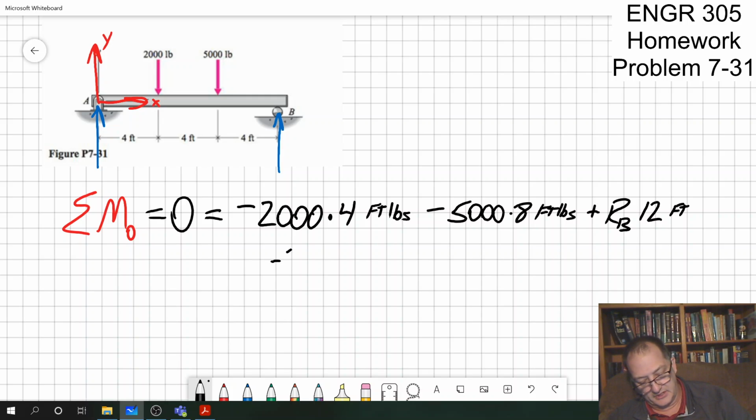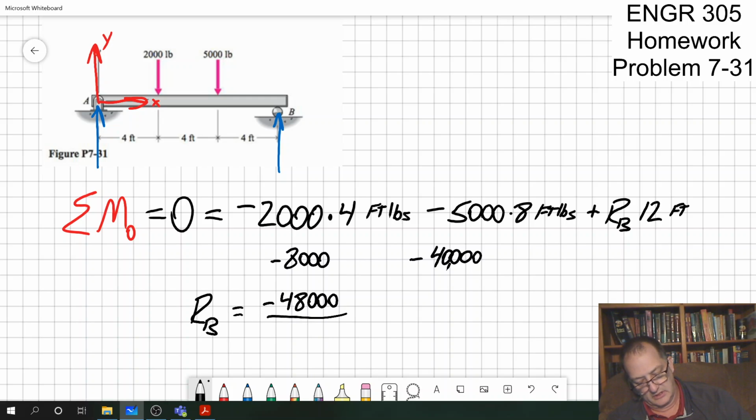Take care of all this. So this is a minus 8,000. This is a minus 40,000. Put a comma there so I can tell. And then that's, there you go. So I'll rearrange this all, and I have RB is equal to a minus 48,000 divided by 12. And I'll put the units there, foot pounds divided by feet. And so that's going to give me 4,000 pounds.